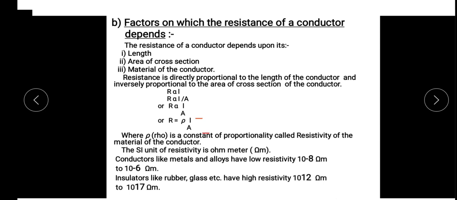I repeat, R is proportional to L and R is inversely proportional to A, then R is directly proportional to L by A. Taking a constant, that is R is equal to rho L by A, where rho is called the resistivity or specific resistance. The SI unit of resistivity is ohm meter, where ohm is the unit of resistance. Ohm meter is the unit of resistivity.